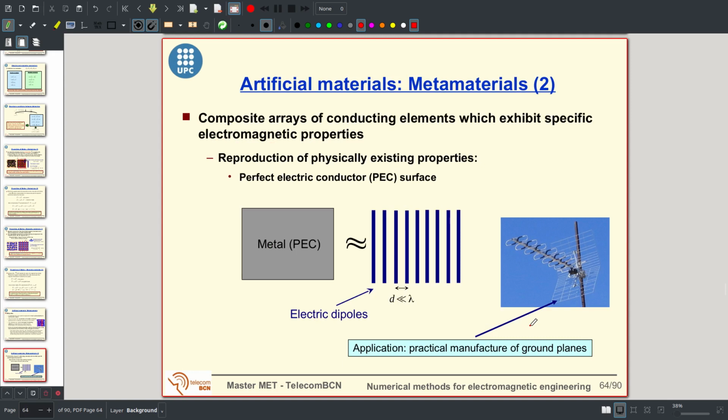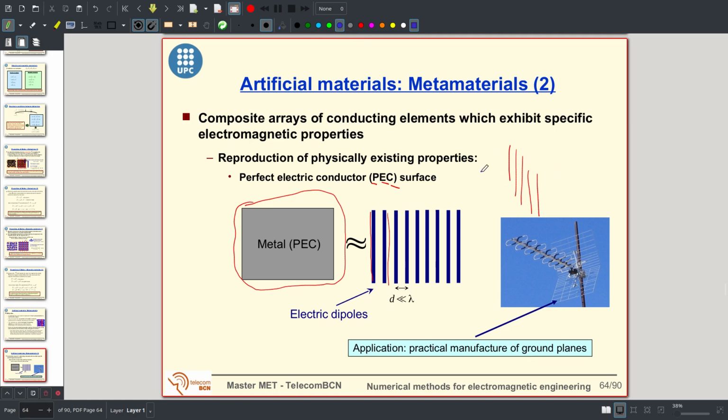For example, a very simple example. This is something that you already know from your antennas course. You know that we can simulate a sheet of metal, a ground plane, a sheet of perfect electric conductor. PEC means perfect electric conductor, okay? So we can simulate a sheet of perfect electric conductor with an array of parallel wires. And this array of parallel wires will reflect an incident wave.